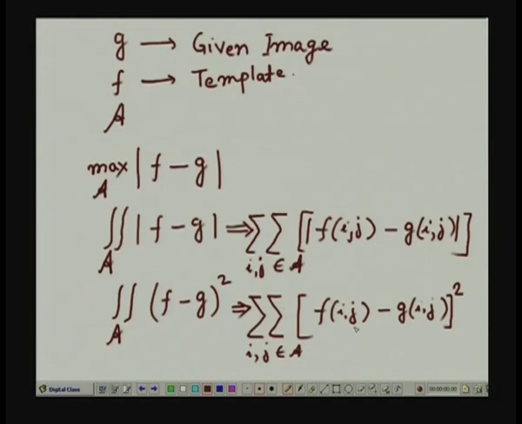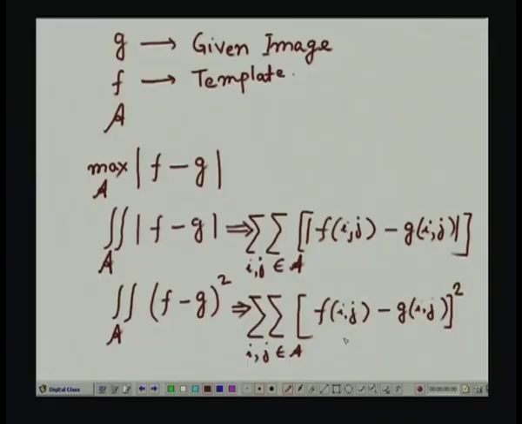So, if I say that f i j minus g i j is the difference between two images or the error, then this last expression, that is f minus g square double integration over A, in the digital domain becomes f i j minus g i j square, take the double summation for all i j in the region A. This is equivalent to the sum of square error. Now, out of these three different measures, it is the last one, f minus g square integration.